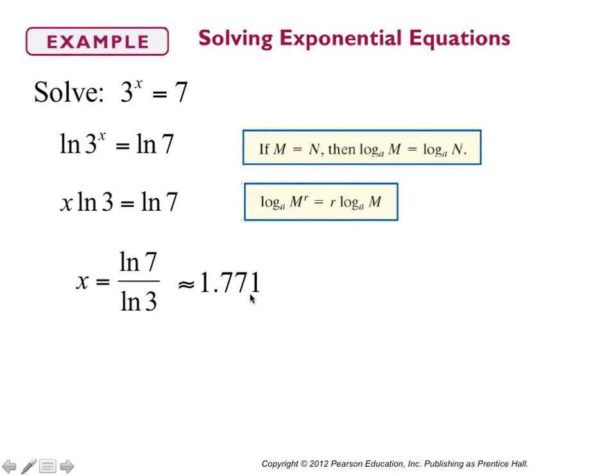Now you'll know if you got this right by plugging it back in here. So if you do 3 to the 1.771 power, you're going to get something really, really close to 7. It's not going to be exact because we rounded this, so this is not exact either, but it's going to be pretty darn close.